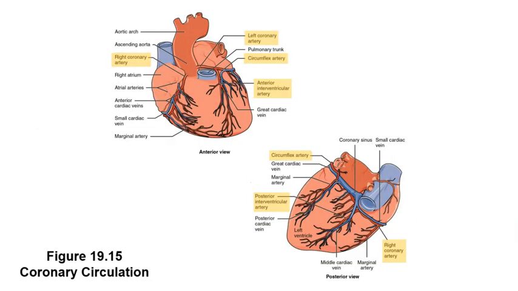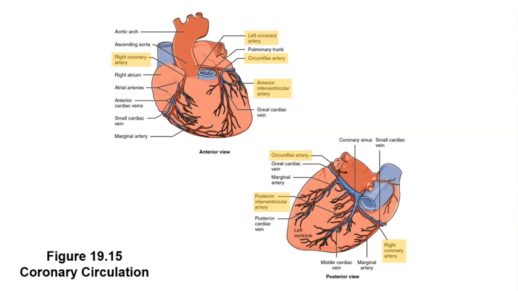So figure 19.15 highlights the major vessels of coronary circulation. Here we will just focus on the coronary arteries for a moment. From the aorta, both the right and the left coronary arteries emerge. The right coronary artery takes the path around the right side of the heart at the boundary between the right atrium and the right ventricle.